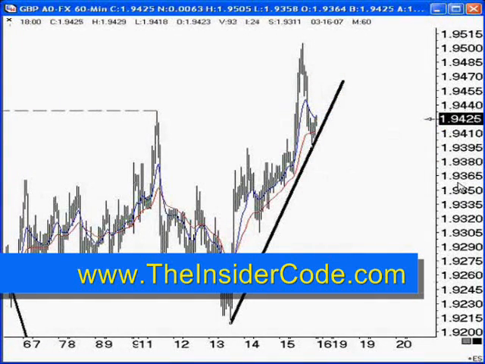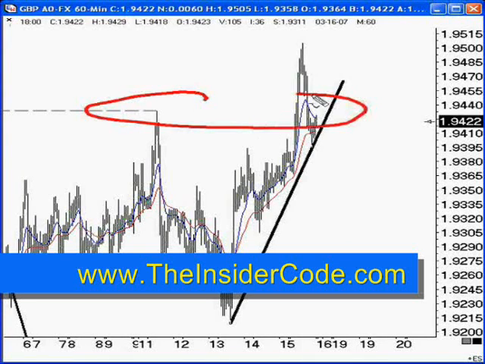Watch, I've got 1.9434. Watch for short if pattern appears under the line. Watch for long if pattern appears above the line. It's that simple. Okay, so now I have a very specific plan, don't I? I have a specific plan for how the market is going to deal with this area.